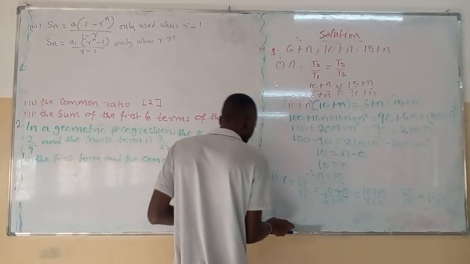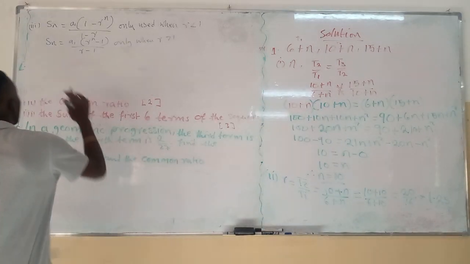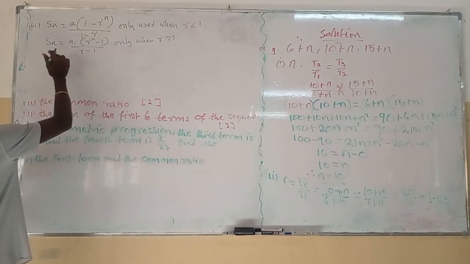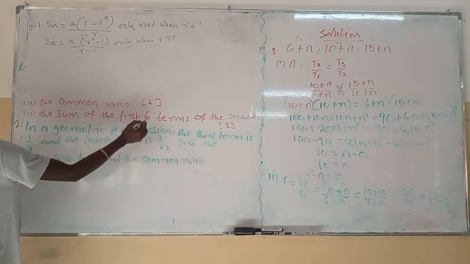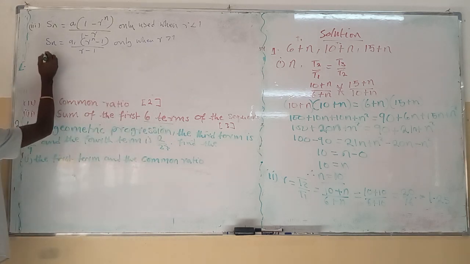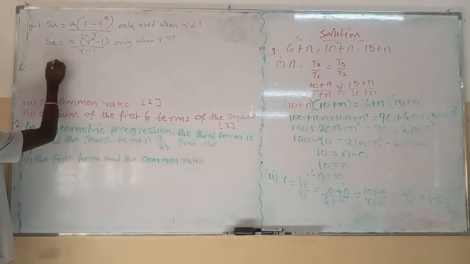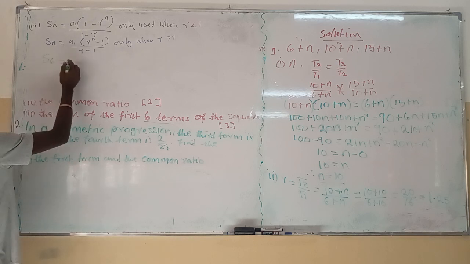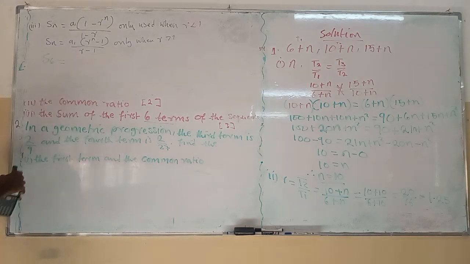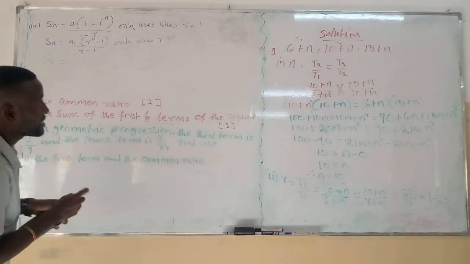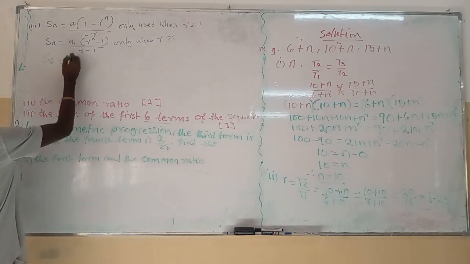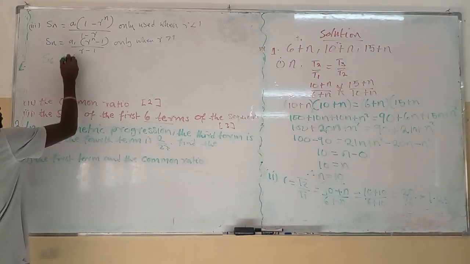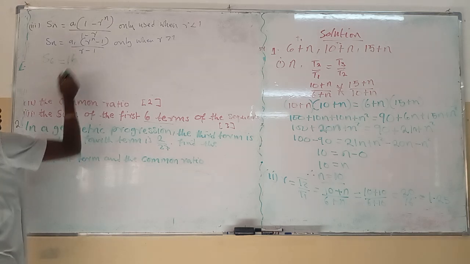So how do we solve this one? Now let's begin. We are going to replace where there is the sum of what? 6 terms. So we have to find the sum of 6 terms. So we are saying the sum of 6 terms is equal to, what is my first term? Do I know my first term? Yes, my first term is 16. So I have 16 there.